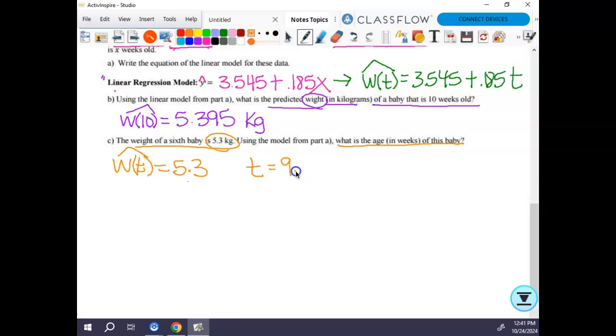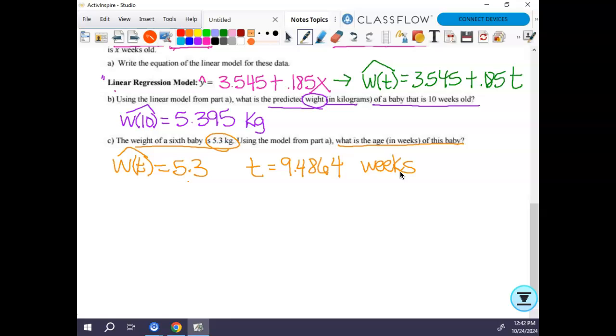So 9.4864. And what are the units on here? Weeks. Very good. Any questions at all?